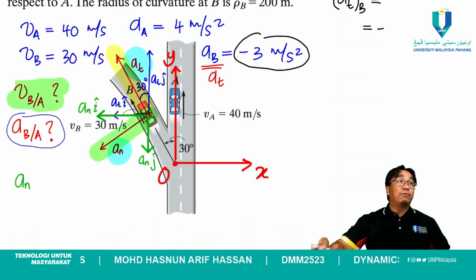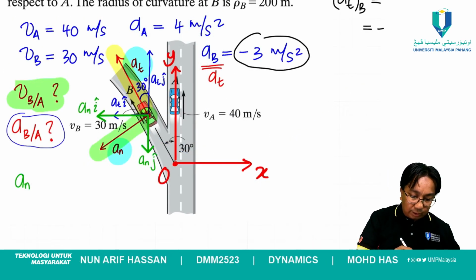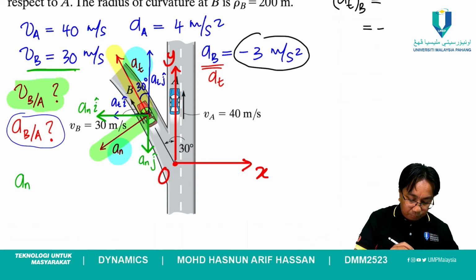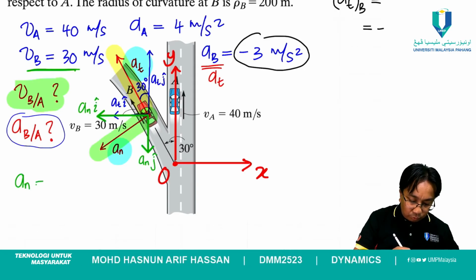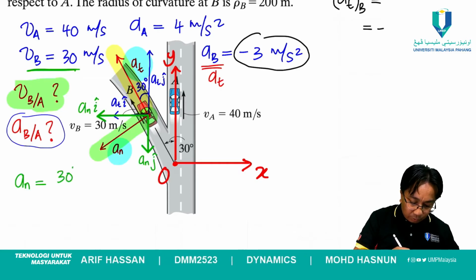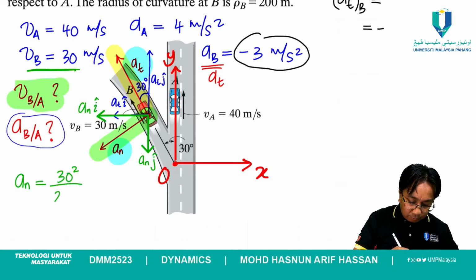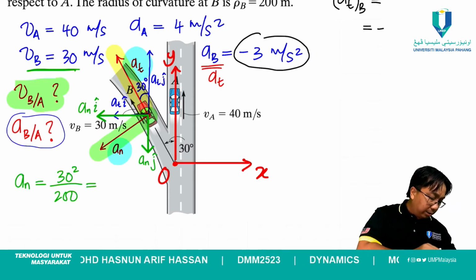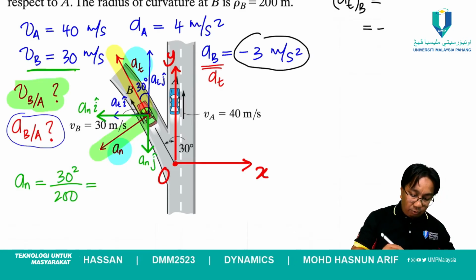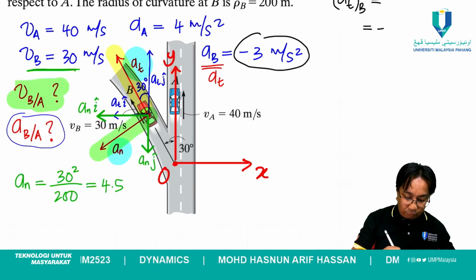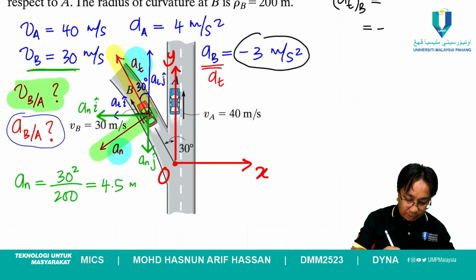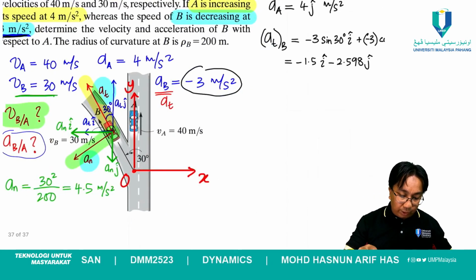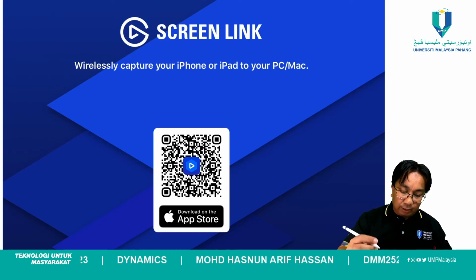So we have the velocity of B, which is 30 meters per second. So a_n is equal to 30 squared over rho, which is 200. So this will be 30 squared divided by 200, which is 4.5. It's 4.5 meters per second squared. So a_n is 4.5. Then once we have a_n, we can key in the equation.